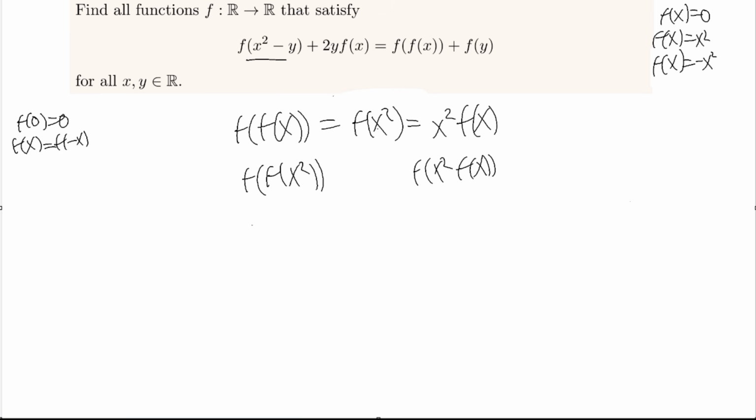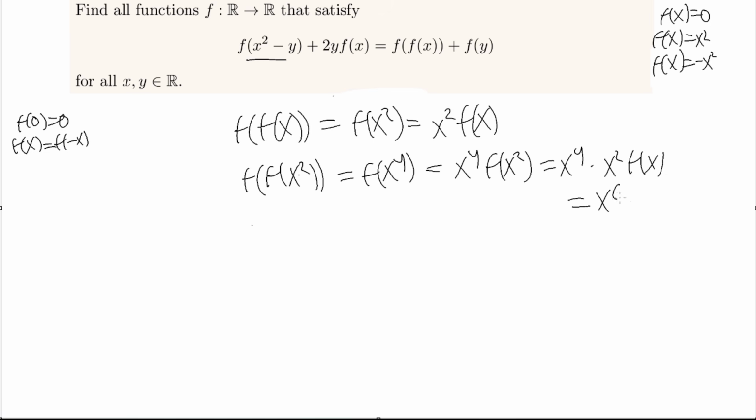Now we can't really do much with this with our identity, but we can also try using the identity on f of x squared now. And this becomes f of x to the fourth, which is also x to the fourth f of x squared. And then f of x squared here, as we know, is x to the fourth times x squared f of x, which is x to the sixth f of x. And we know that this is f of f of f of x.